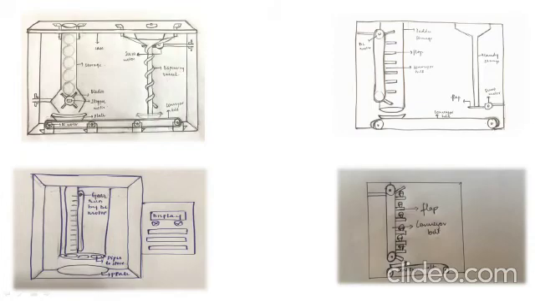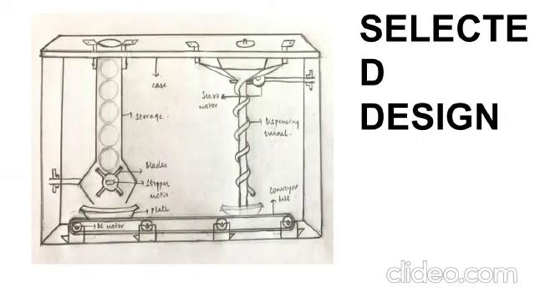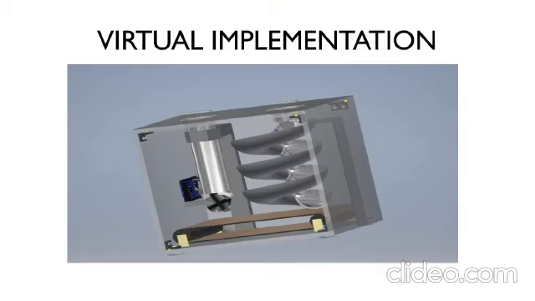Next, let us look at the generated concepts. These are the 4 designs based on the concept. The selected design among these 4 is this. Now, it is time to move to our virtual implementation part. This is the virtual implementation of our boat using Autodesk Inventor. So, let us have a look at it.